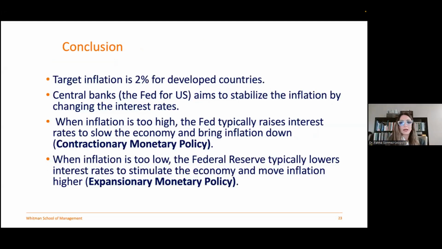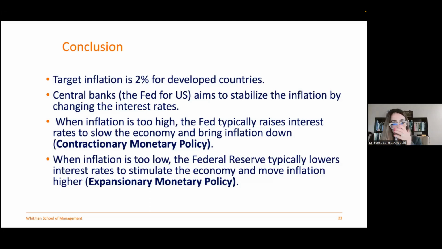Now, if I need to conclude, there's a target level which was put forward by the Federal Reserve Bank in 2012 as 2% for developed countries. And central banks, the Federal Reserve Bank for the United States, aim to stabilize inflation by changing the interest rates around this 2%. So when inflation is too high, like the way we are in now today, the Federal Reserve Bank typically raises the interest rates to slow the economy and bring inflation down. That's called contractionary monetary policy.